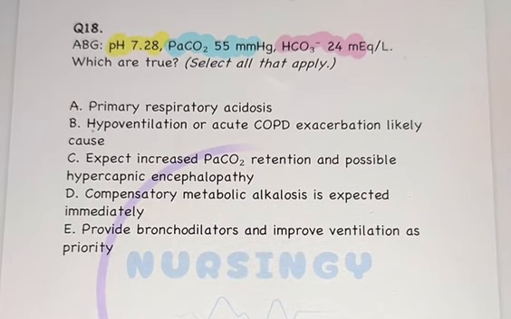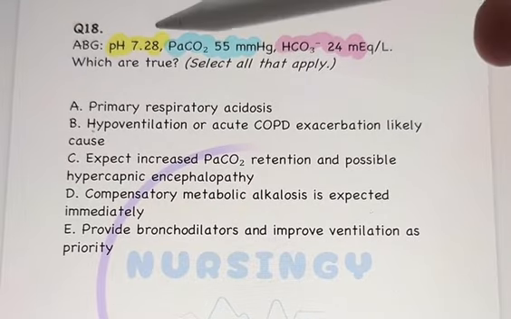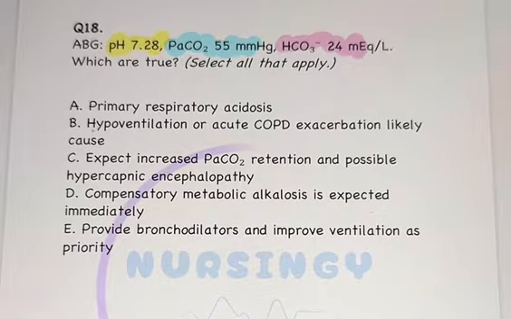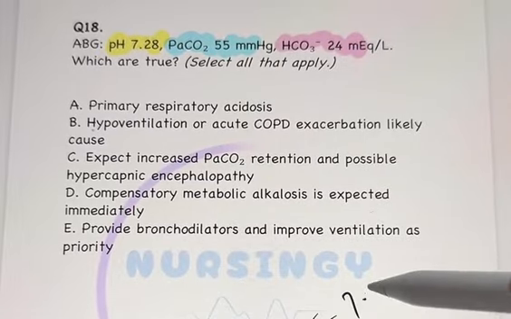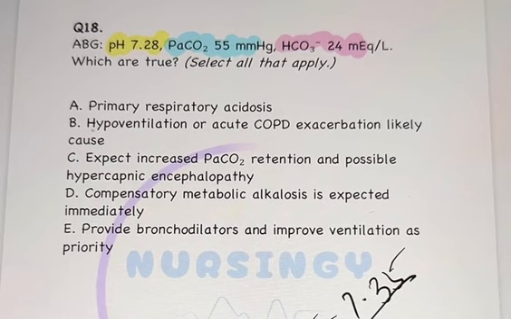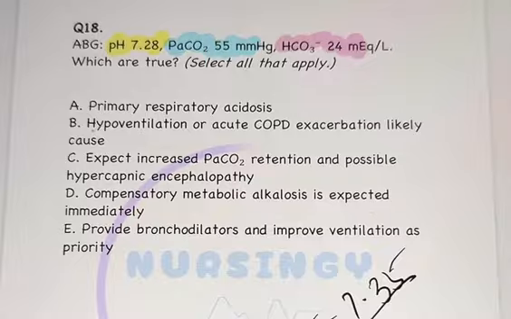When we are doing ABG interpretation, always check the pH first. Is it acidosis or alkalosis? 7.35 to 7.45 is normal, but this is more toward the acid side. So that's why it's acidosis. PaCO2 is 55, so now we need to check the carbon dioxide.